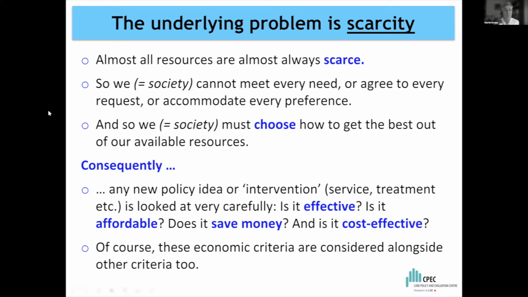And so at the bottom there, I put, consequently, any new policy idea or intervention. I'm going to use the word intervention a lot in this talk, and that could be a service, it could be a treatment in the healthcare context, it could be a preventive strategy, whatever. But this intervention will be looked at very carefully, and the questions will be: is it effective? Is it affordable? Does it save money? And is it cost effective? And those four things are different, and we'll explain what they mean a bit later on.